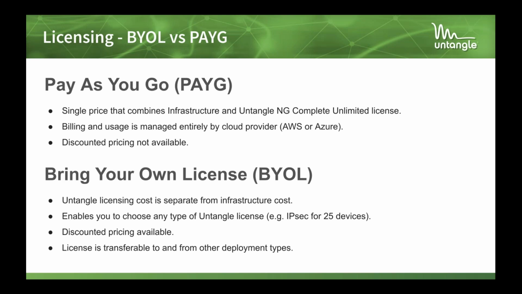Now just to cover the BYOL option, this is a separate licensing option. So you're paying separately for the infrastructure and the Untangle license. But one of the benefits of doing it that way is that you can choose which license type you want. So for example, you can do an IPsec for 25 devices, or you can do an annual or multi-year type of license to get an added discount there.